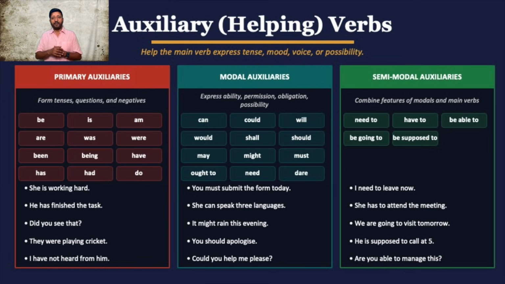She has to attend the meeting. Again, attend being the verb. The semi-modal auxiliary is has to. Are you able to manage it? Here, the verb is manage. Able to is the semi-modal auxiliary.